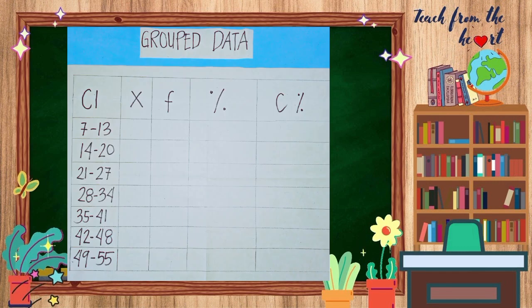We created a table with 7 rows because it's our class interval. And why did we get 7 to 13 and 14 to 20? It's because our class size is also 7. Let's count starting from 7 to 13: 7, 8, 9, 10, 11, 12, 13. So it consists of 7.